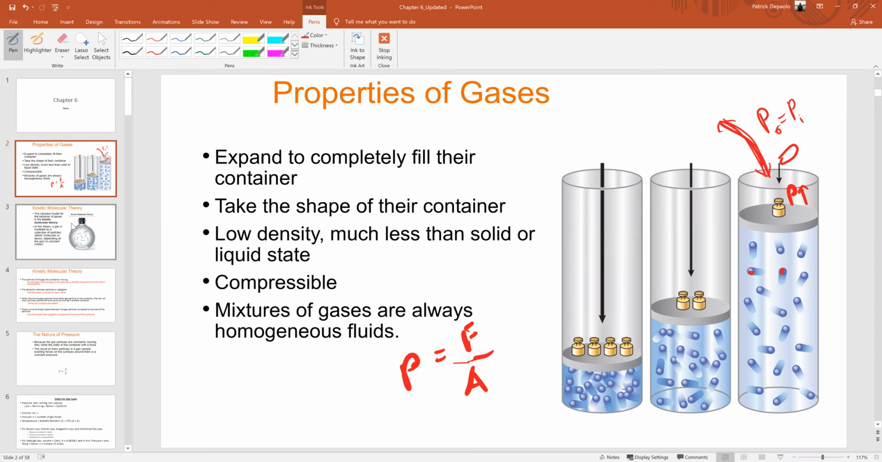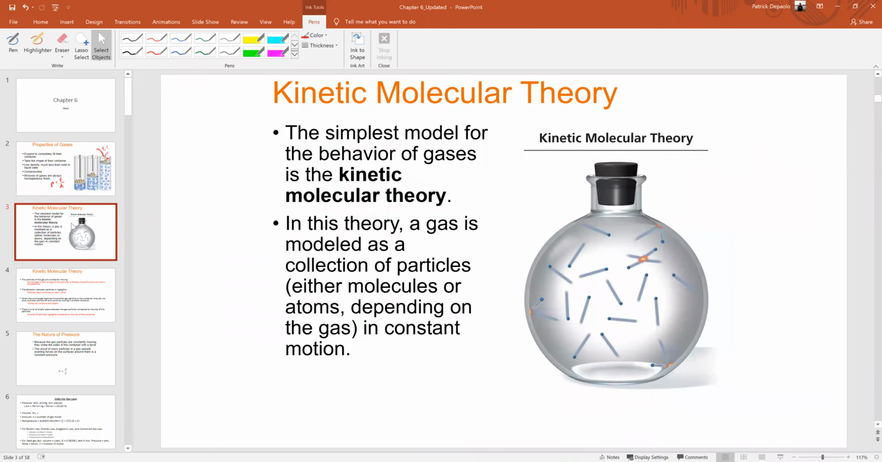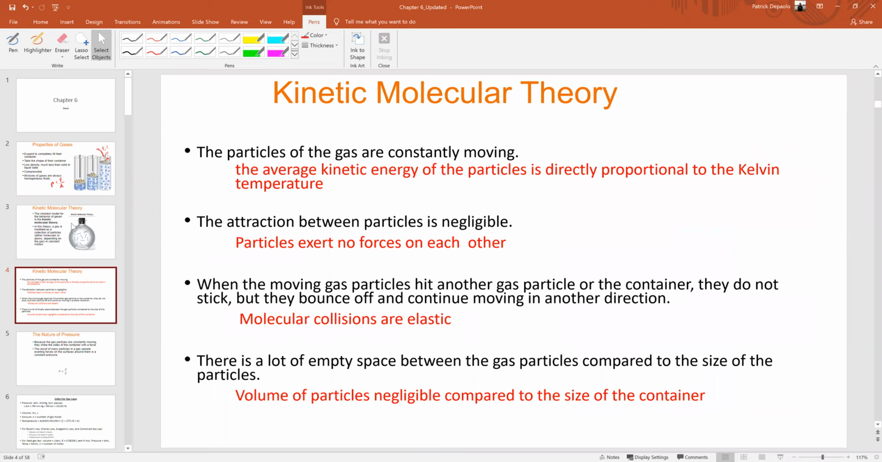But we're going to be learning all the different gas theories and gas laws and everything. So there's this thing called the kinetic molecular theory of gases. It sounds complicated, but it's very easy. And it basically says these four things.